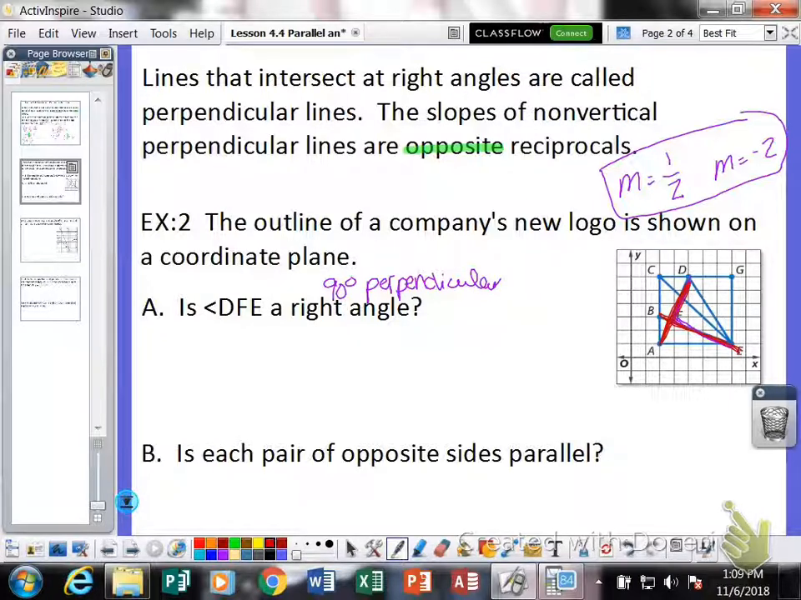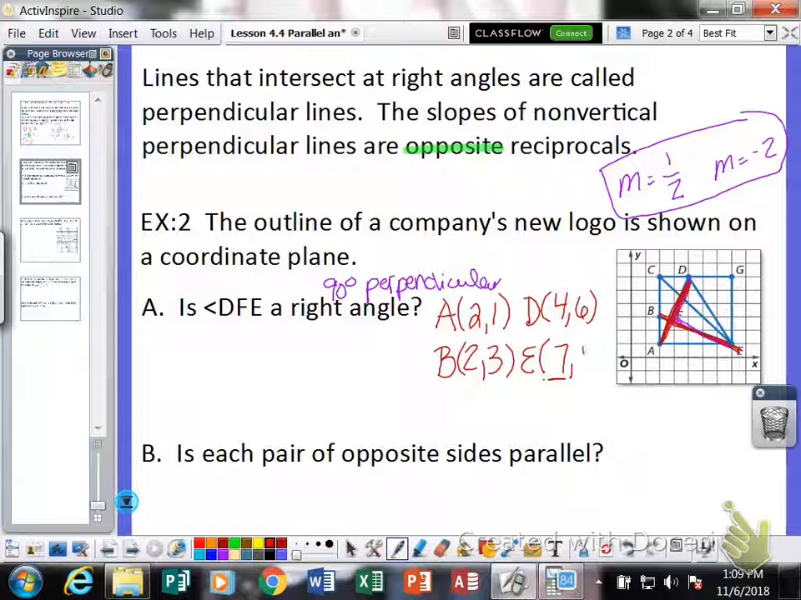First I need to find the points. A is located at (2, 1). D is located at (4, 6). B is located at (2, 3), and E is located at (7, 1). All right, so let's look at line segment AD. I'm going to look at the points A and D first.